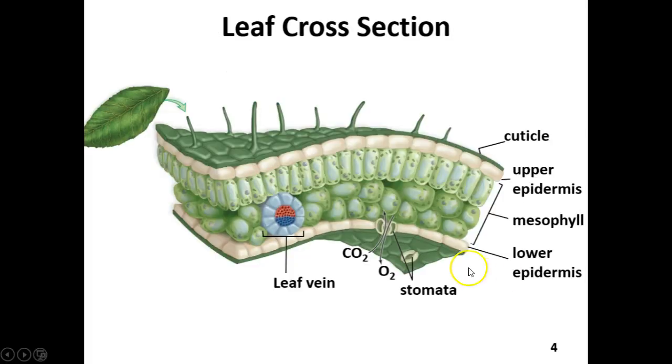And so here you can see the stomata, where carbon dioxide can come in, oxygen can leave. So it's just a little tiny hole, and we have multiple stomata within a plant leaf. This tissue is called mesophyll tissue, which is where photosynthesis typically occurs. Here you have a leaf vein where water is going to be running through.